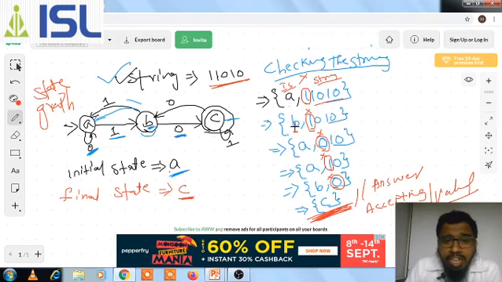If B is 1, where is it going? Again it is going to A. So write the A, remove this 1, and write the remaining string, 0 1 0.